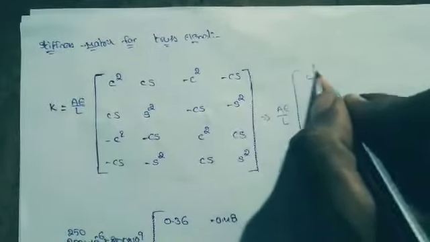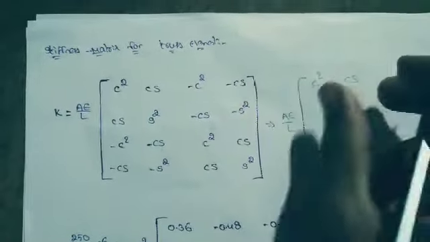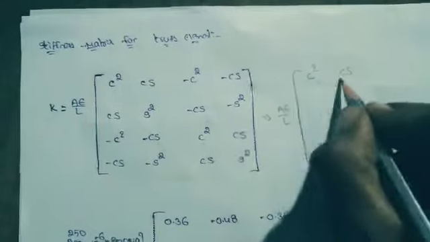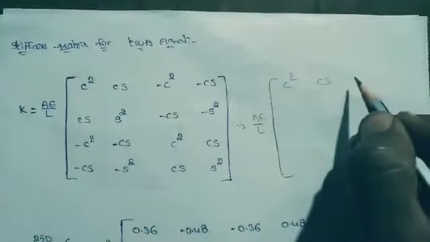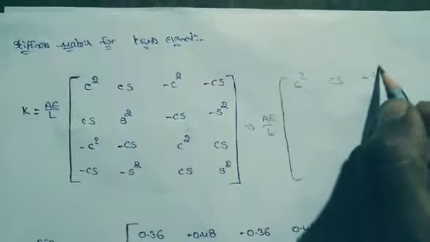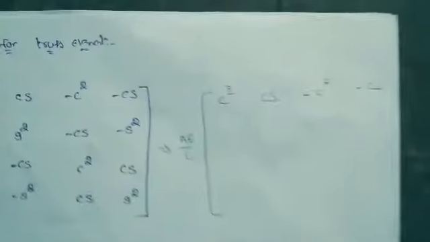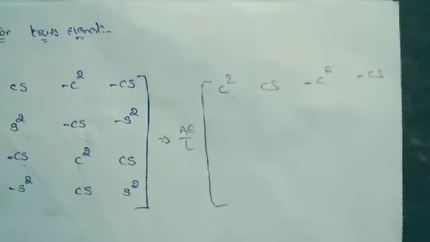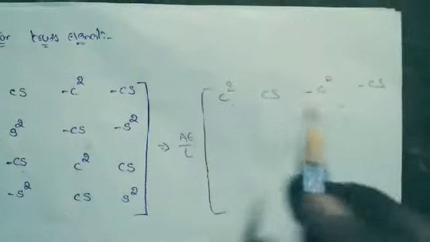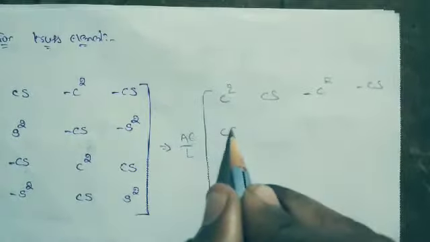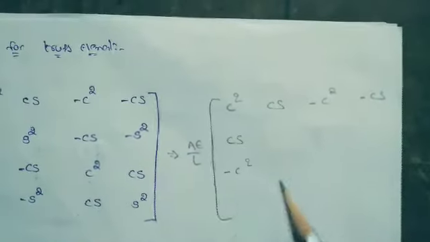Okay, then first of all you write c square and cs. Remember, these two have the positive signs. Next you have to write minus c square, minus cs, minus c square, minus cs. Then the first row is written as the first column: cs, minus c square, minus cs.